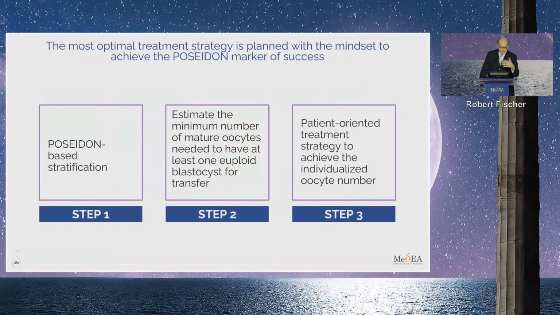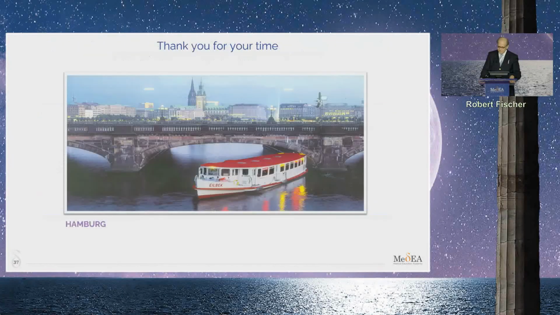Once you have stratified your patient into one of the subgroups, and you have used the calculator to estimate the number of oocytes that you need to reach 1 euploid embryo, then you discuss with the patient the management that you think they will need, and try to put it not only into words, but also into activity.